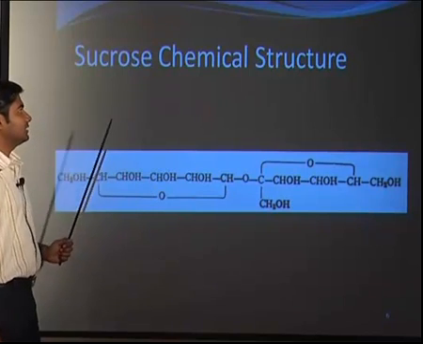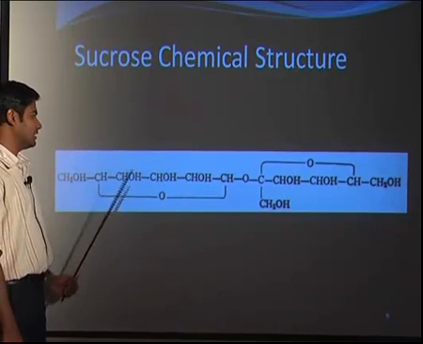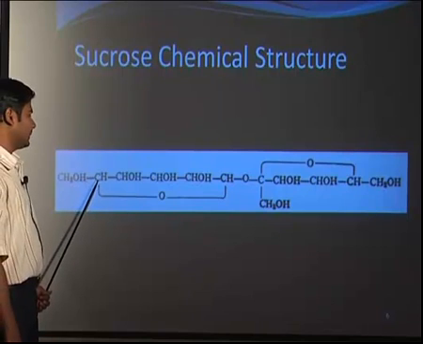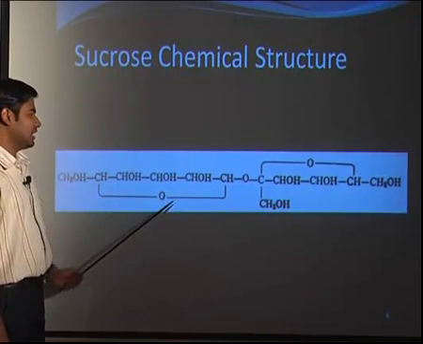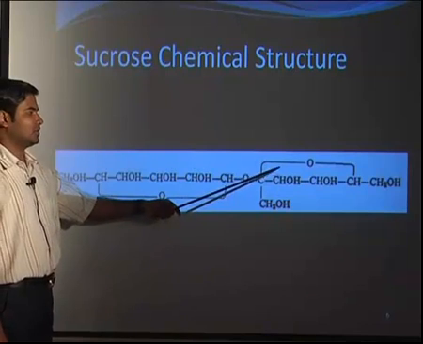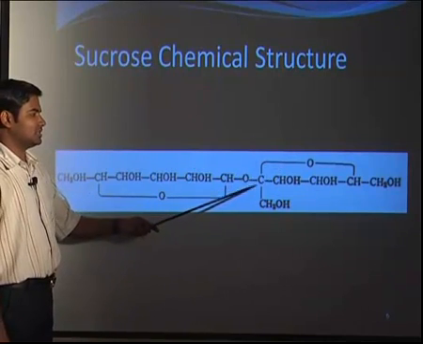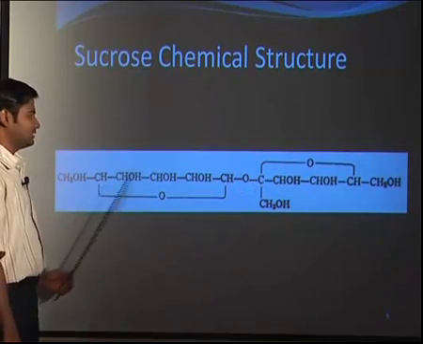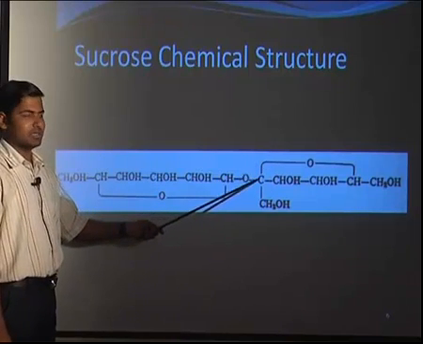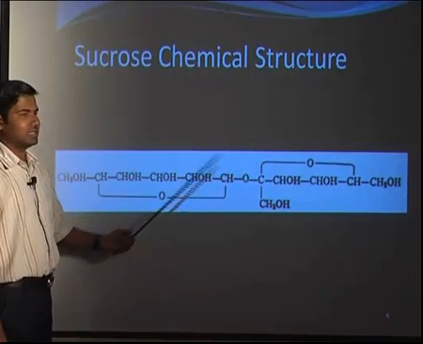If we see the chemical structure of sucrose, then we can see here the C and this C are bonded with the oxygen, and the same case over here. So this carbon structure is important, and we will see what it is named as and how they are formed in the chemical structure.